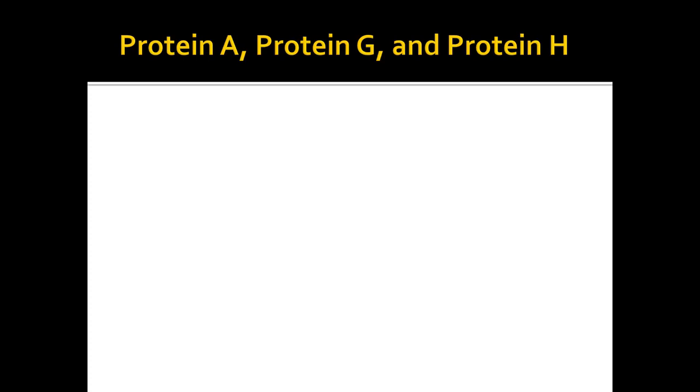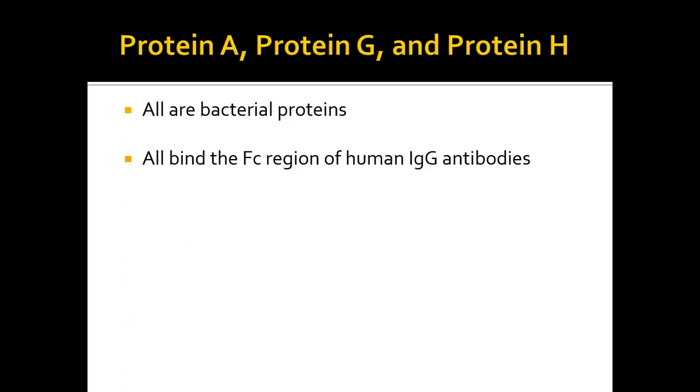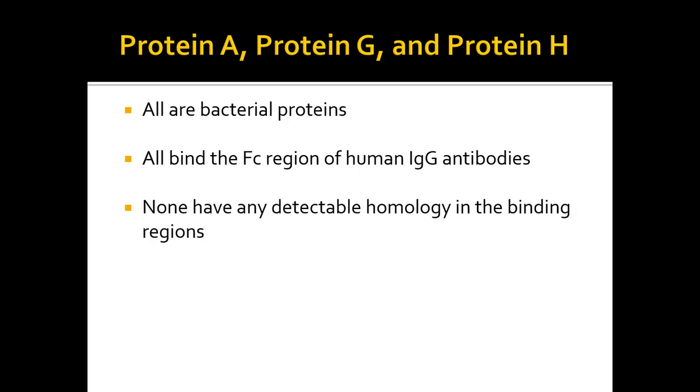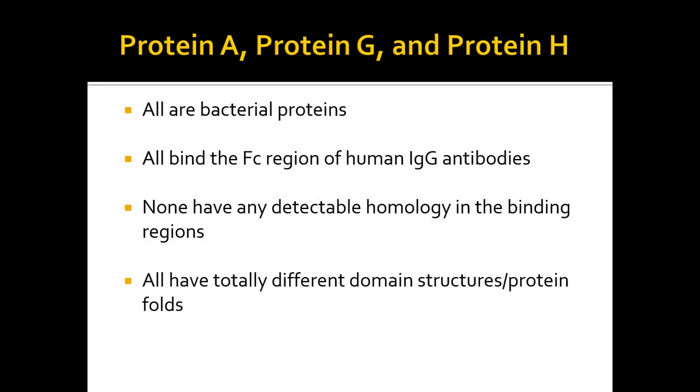But anyways, protein A, protein G, and protein H, at least they're not complex names. They're all bacterial. They all bind the Fc region of human IgG antibodies. None of them have any detectable homology, and all have totally different domain structures and protein folds. So they're different at every structural level: primary, secondary, and tertiary. And yet they have the same function, which is to bind the Fc region, and they block each other.